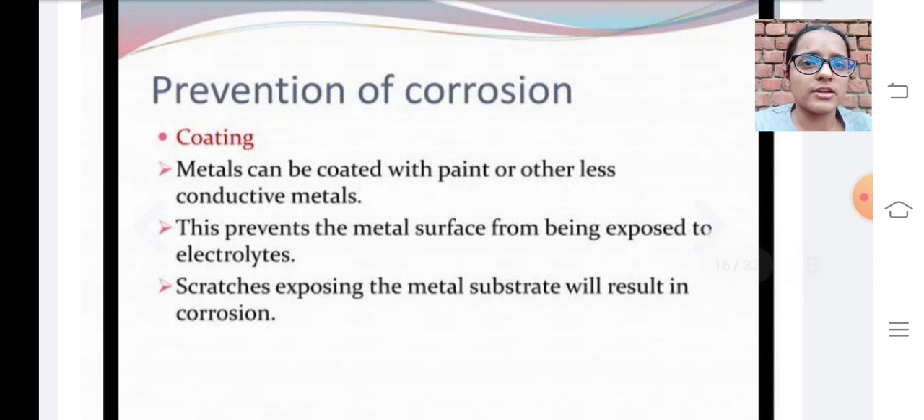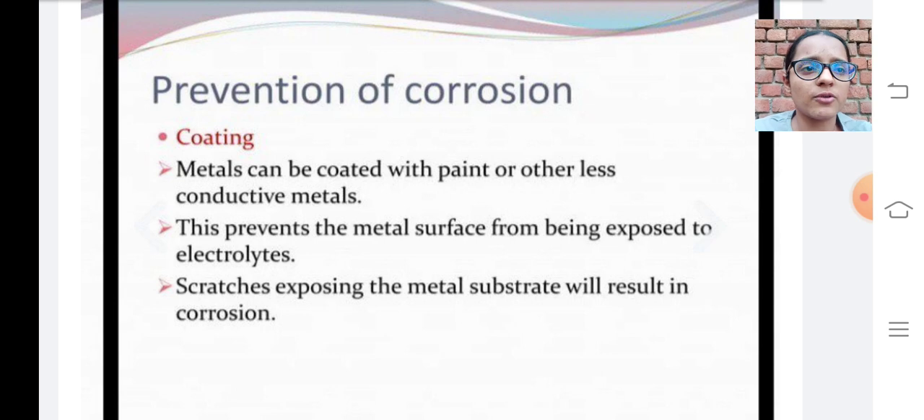Prevention of corrosion. Coating. Metals can be coated with paint or other less conductive metals. This prevents the metal surface from being exposed to electrolytes. Scratches exposing the metal substrate will result in corrosion.